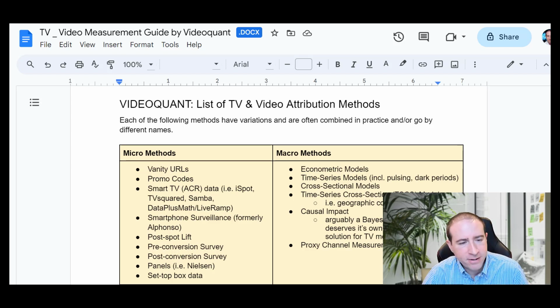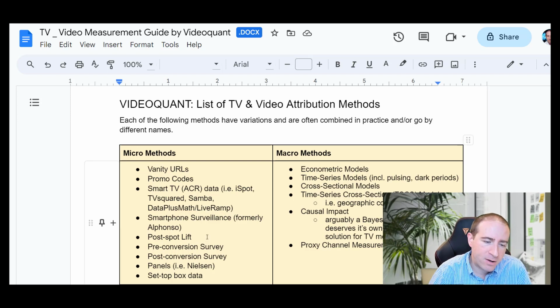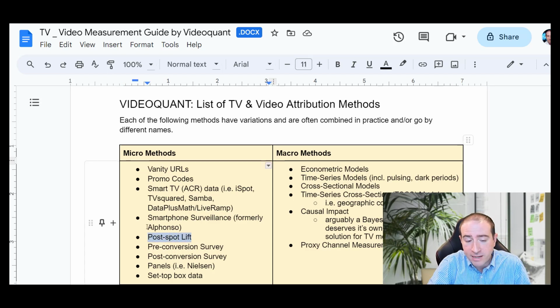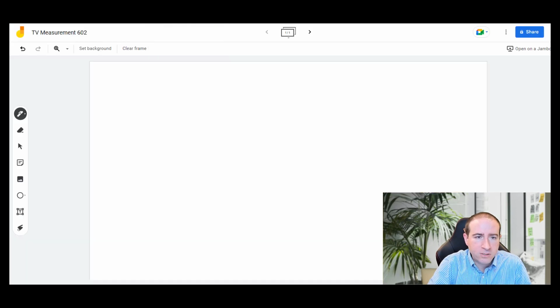Now let's shift gears and talk, on our list of television and video attribution methods, about one of the more common methods that you'll see in practice, because it's something that could be implemented by individual brands without having to partner with any other technology firms, and that is post-spot lift analysis, otherwise known as spike analysis in some cases. Let's discuss how it works, why it works, and where it goes wrong.